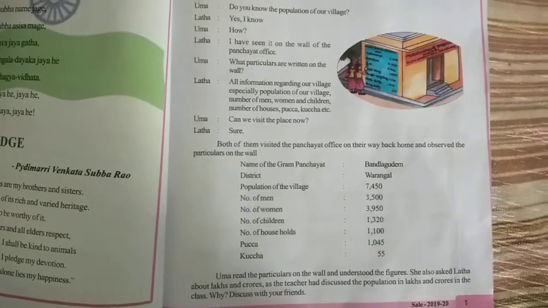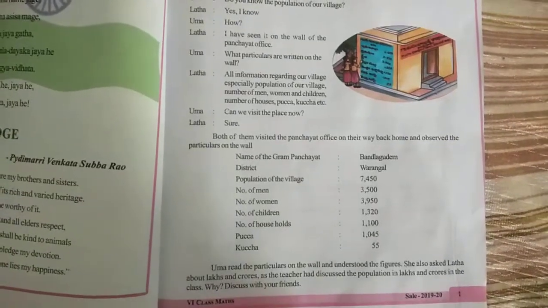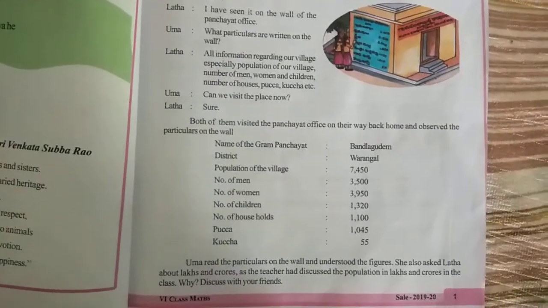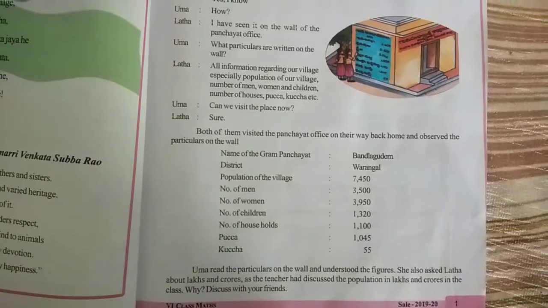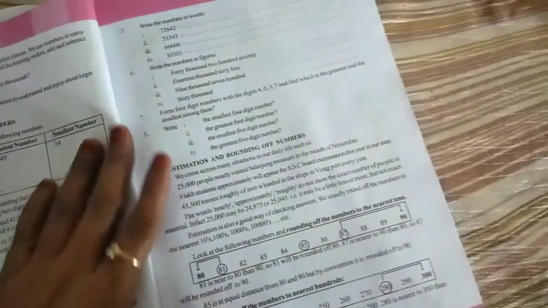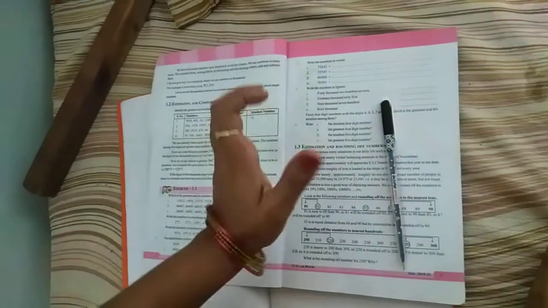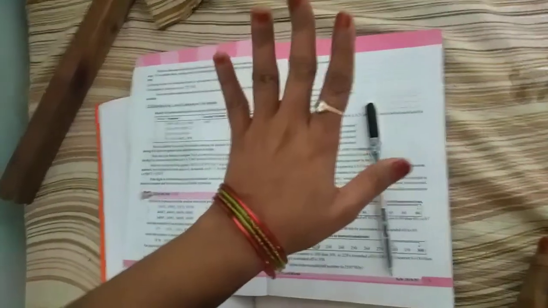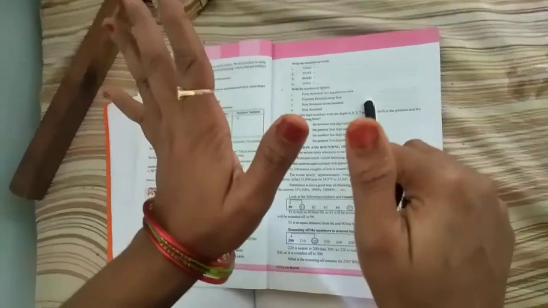She also asked Lata about lakhs and crores, as the teacher had discussed the population in lakhs and crores in class. So lakhs and crores we will see in the Indian system only. Lakhs means how many digits? You can use your fingers: ones, tens, hundreds, thousands, 10,000. And this is the sixth one. The sixth finger is called the lakhs.